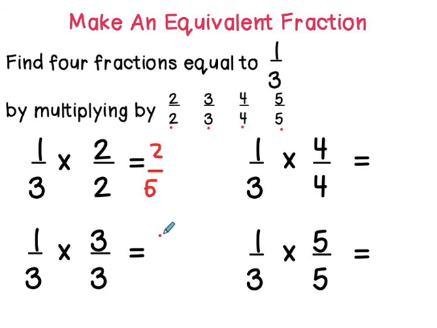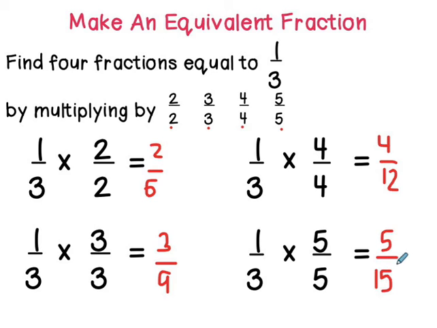1 times 3 is 3. 3 times 3 is 9. So 1/3 is the same as 3/9. 1 times 4 is 4. 3 times 4 is 12. So 1/3 is the same as 4/12. And 1 times 5 is 5. And 3 times 5 is 15. That means 1/3 is the same as 5/15.